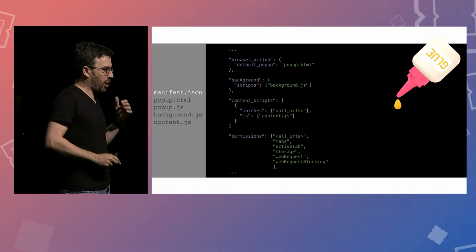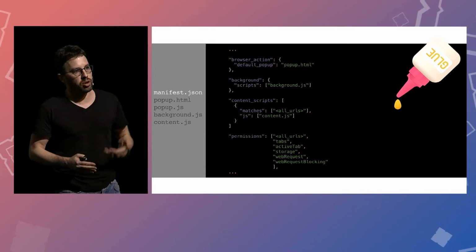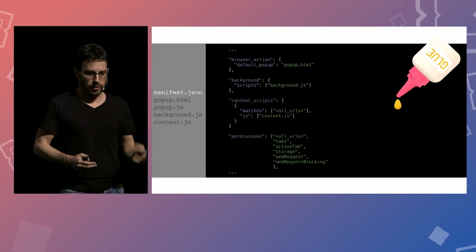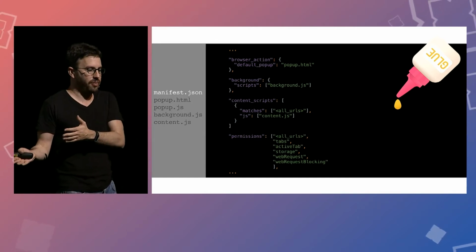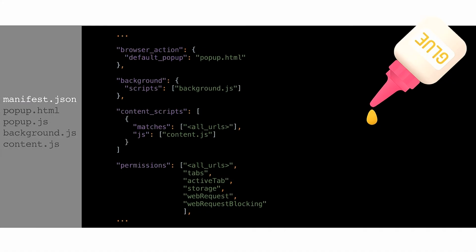Well, so what is an extension? An extension is just a zip file with one required file. This is the manifest.json, which is the glue for the whole extension. It has all the configuration that you need: the permissions, all the files you're going to use, the name of the extension, icon, and so on. And then you can add more and more files.